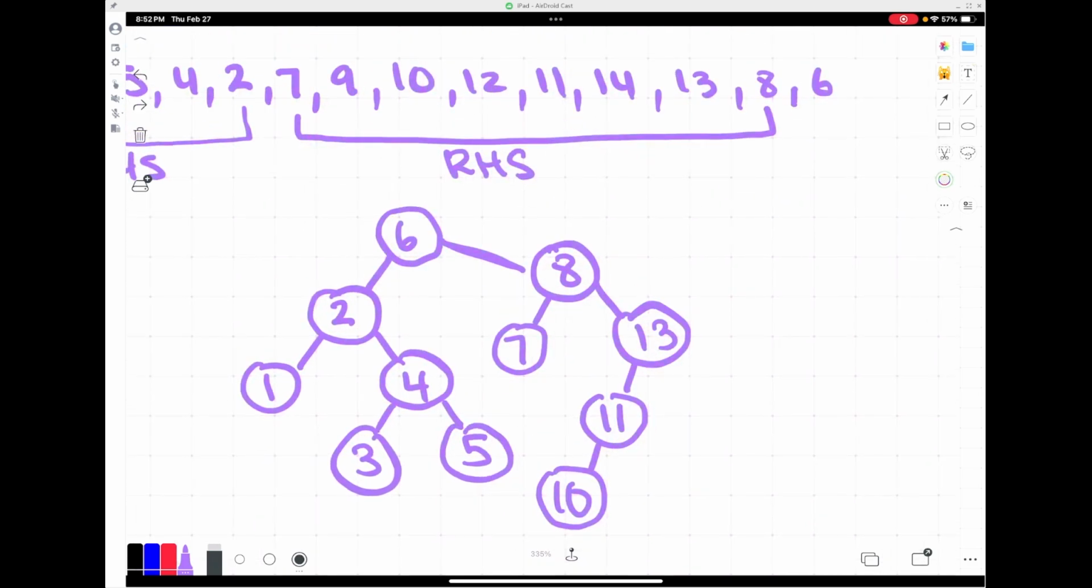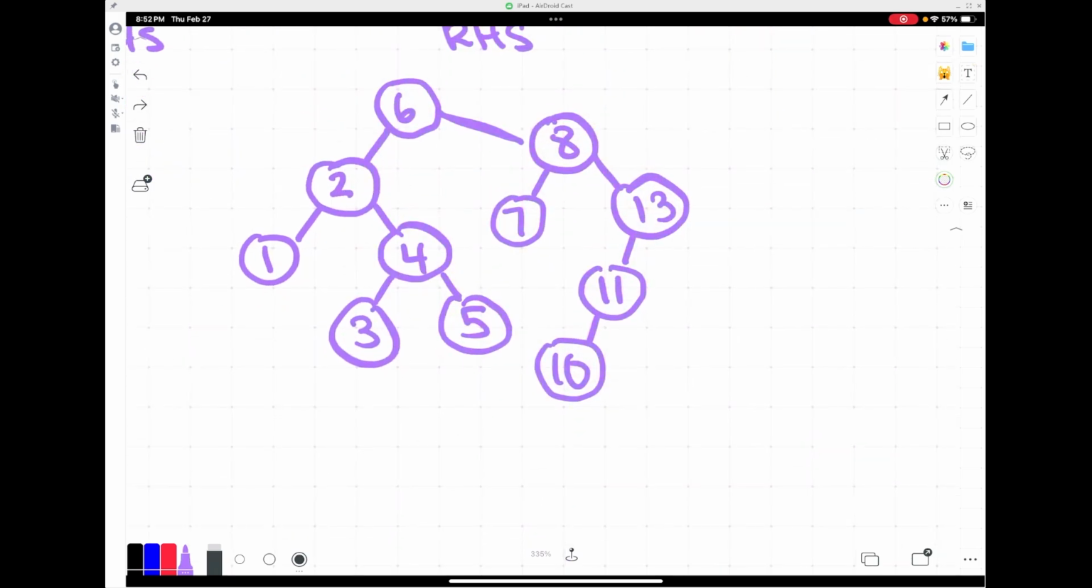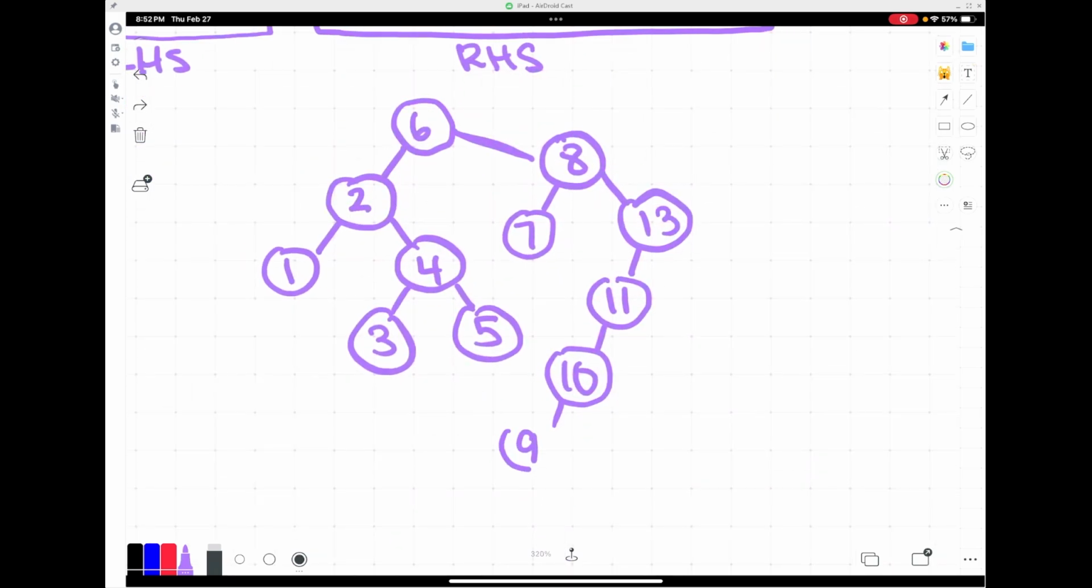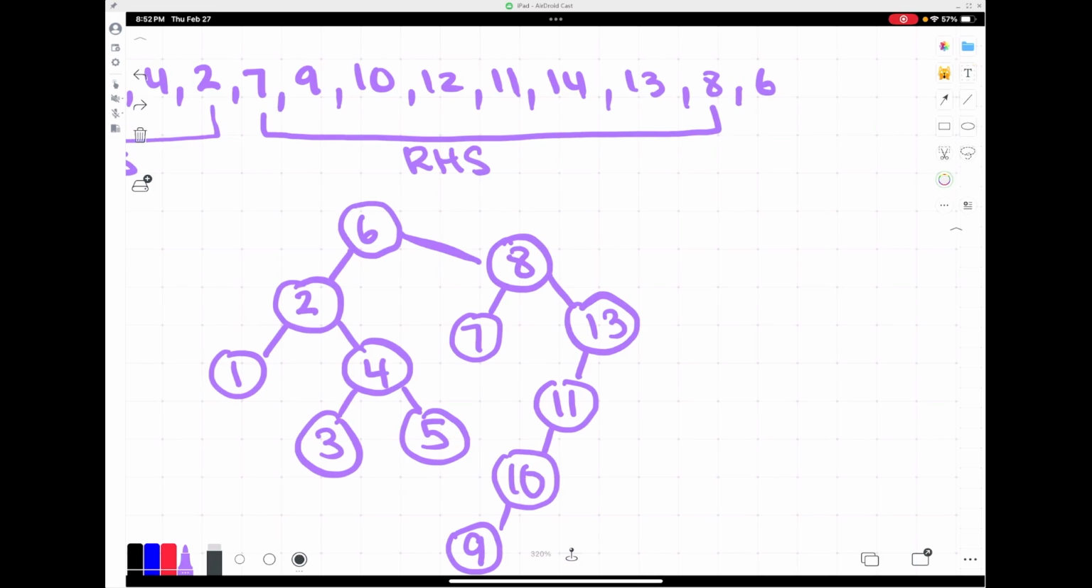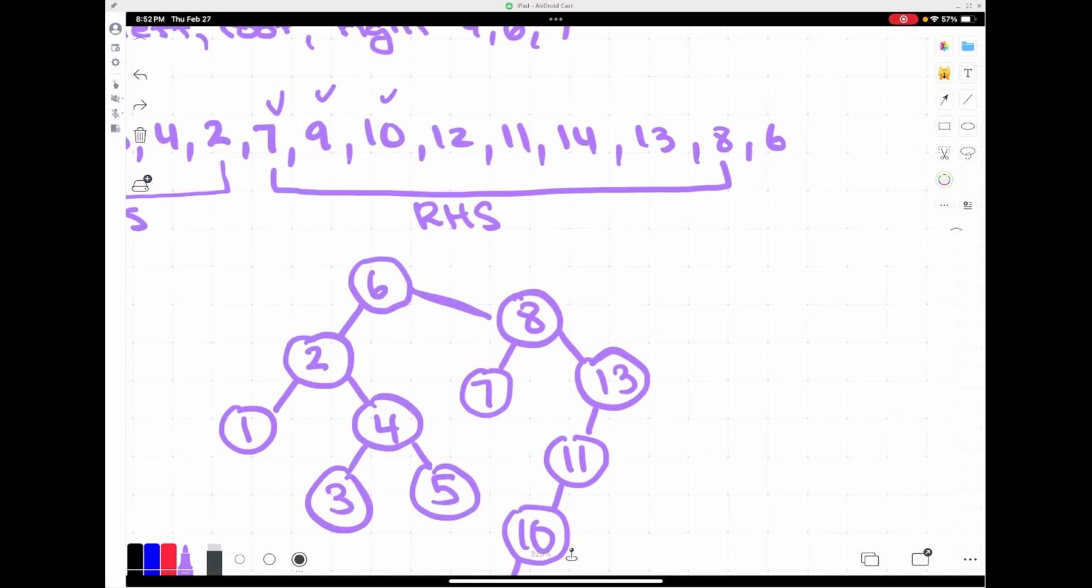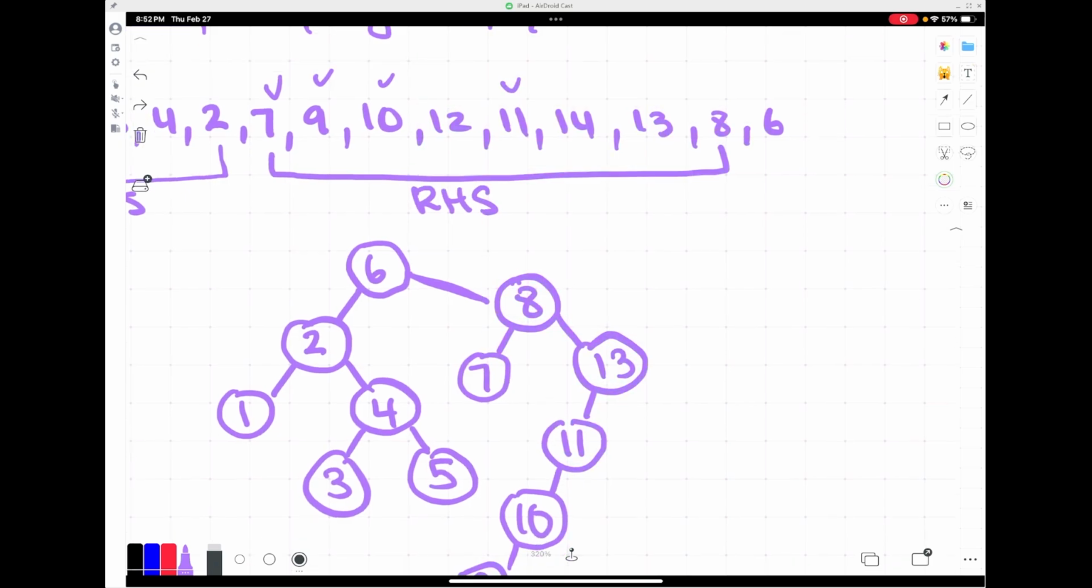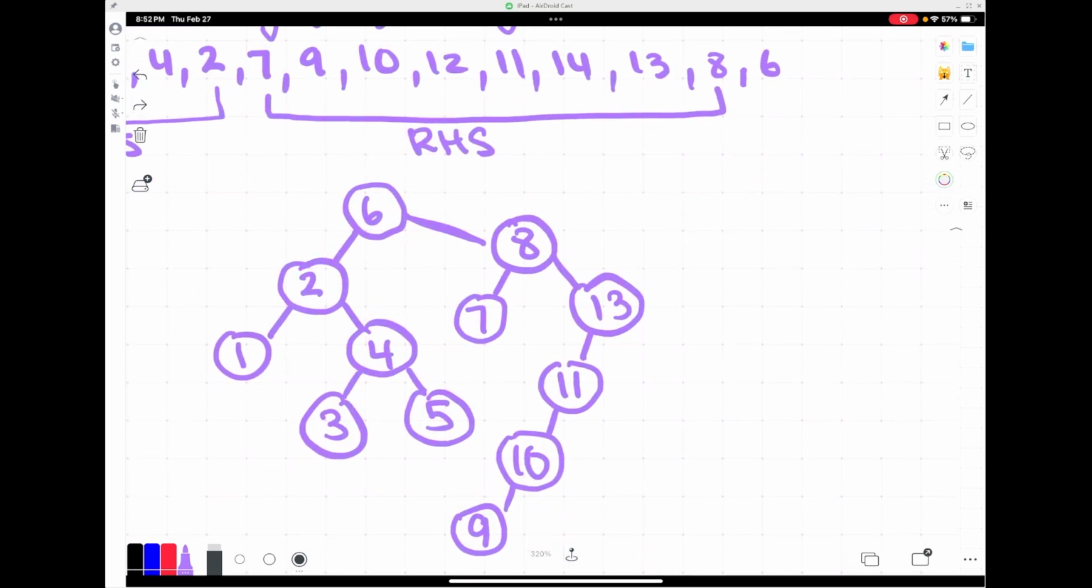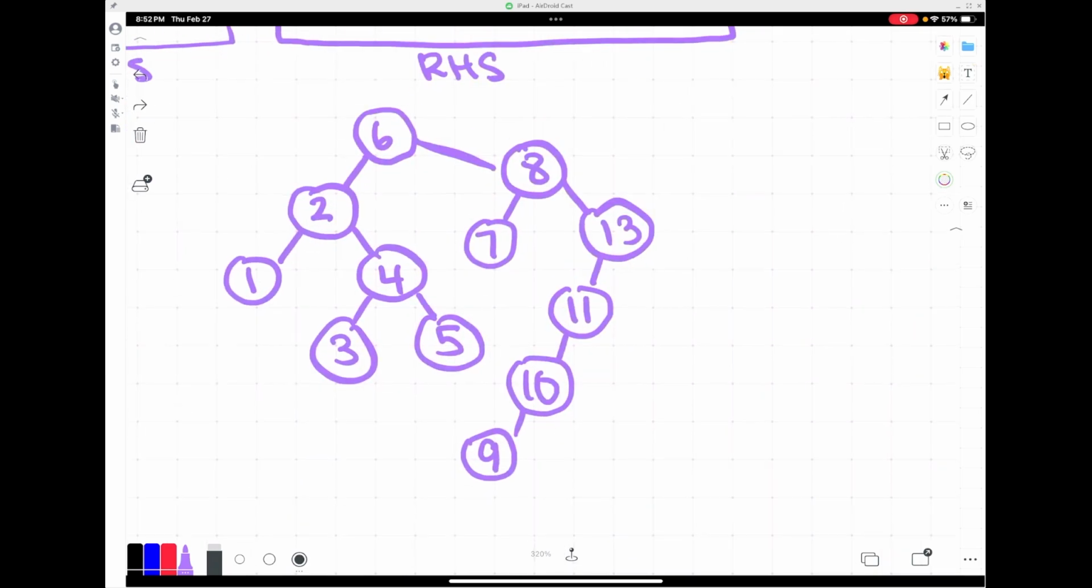And now we don't have 7 actually. We have 9, with just 9. So 9 would be here. Okay, so now we've done this. So we can go to where would 12 be? It's less than 13 and it's greater than 11. So we would put 12 here.